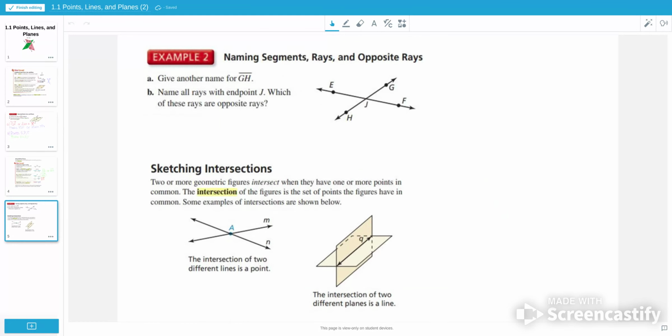So we're going to go through this example, naming segments and rays and opposite rays. So give another name for GH. Take note what GH is. Look at the notation. This is a segment. It's not a line. So give another name for GH. Take a second and think about that. On this one, here's segment GH. There's only one way to name it, which is just to turn it around. So HG.